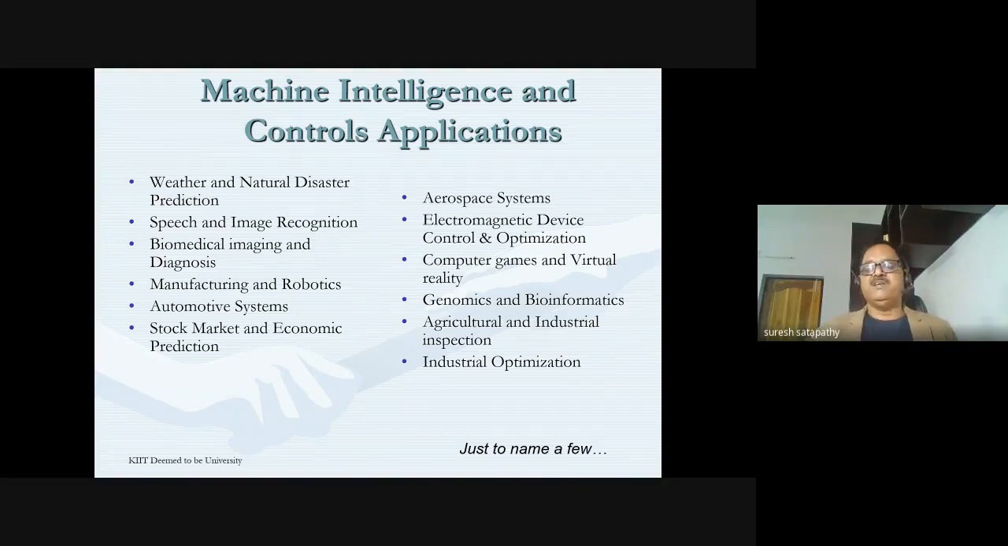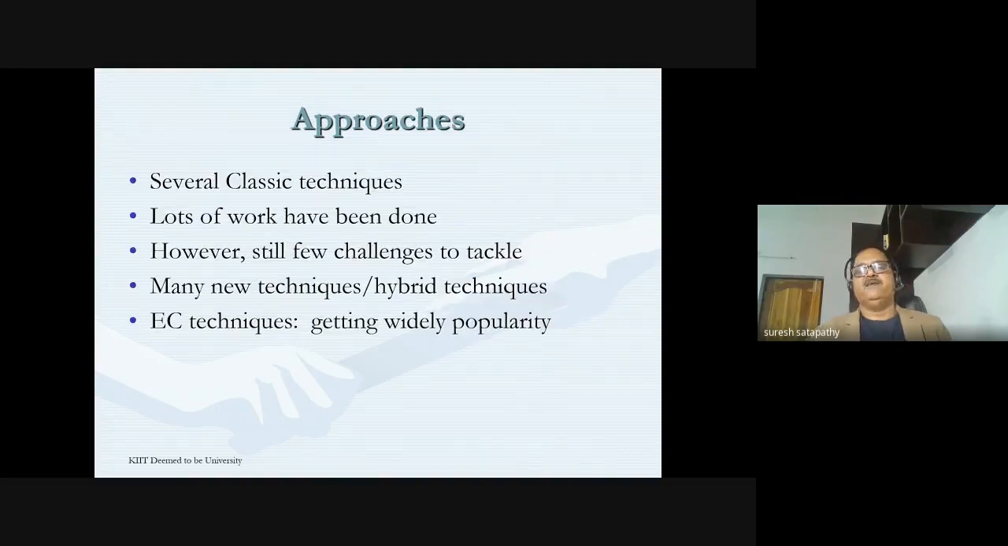Classical mathematics has a lot of optimization techniques. There are a lot of approaches. There are several classical techniques. A lot of work has been done, but there are still a lot of challenges to tackle. A number of techniques are there, even hybrid techniques. Many new techniques are coming. Many hybrid techniques are coming. Evolutionary computation, the EC technique, which is the focus of my talk today, is getting widely popular nowadays.